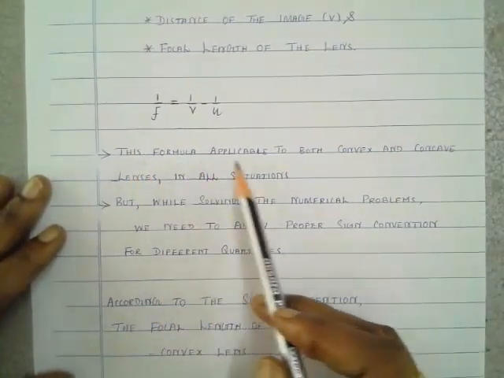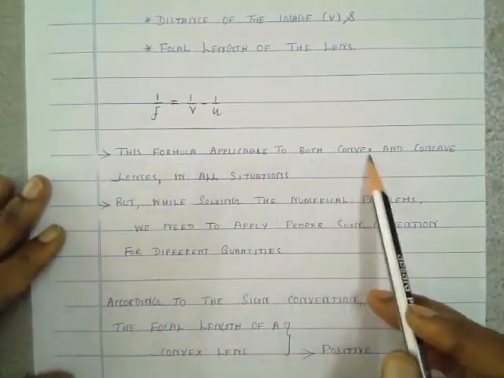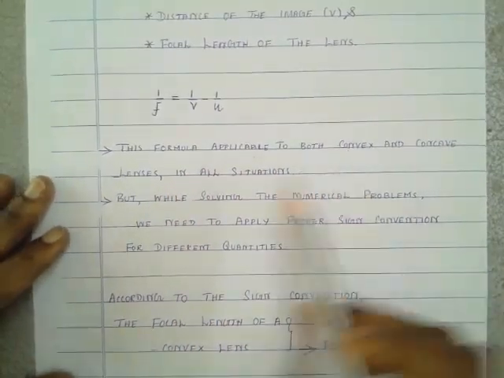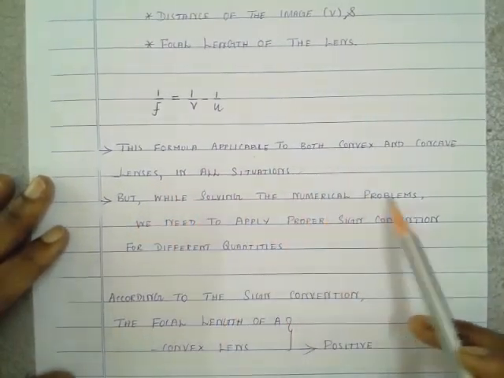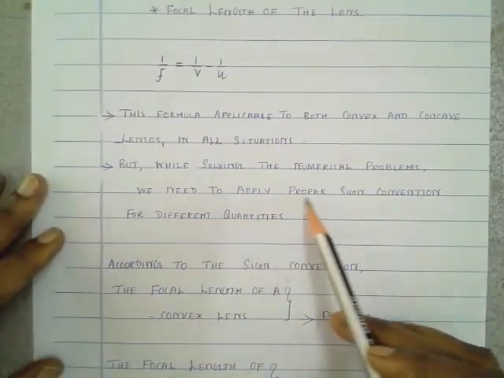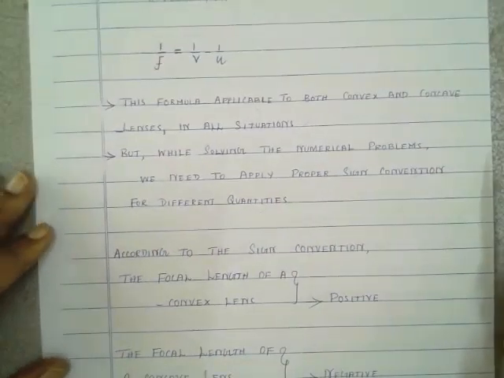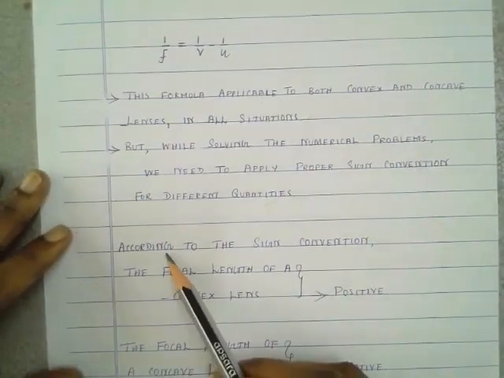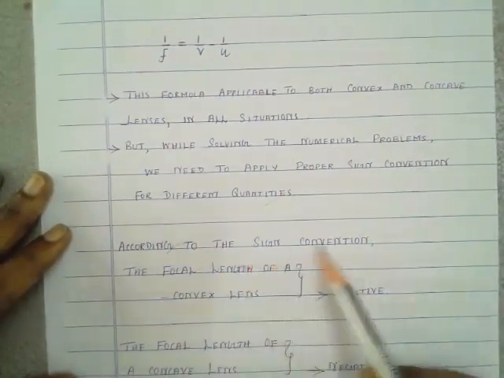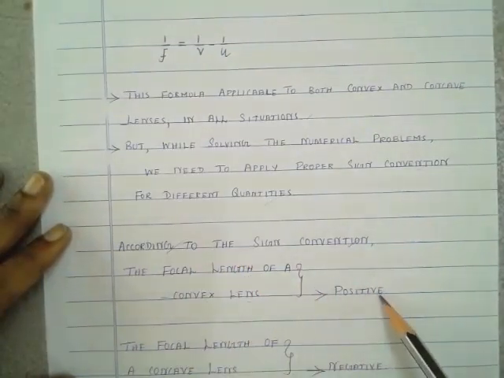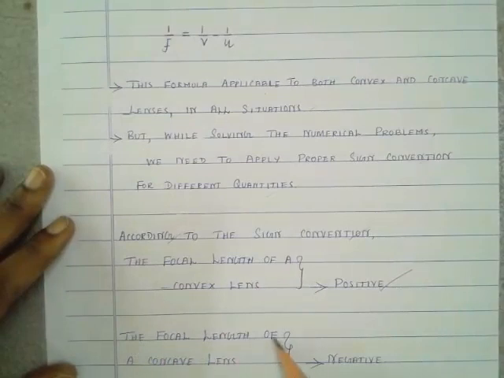This formula is applicable to both convex and concave lenses in all situations, but while solving numerical problems, we need to apply the proper sign convention for different quantities. One more piece of information: according to the sign convention, the focal length of a convex lens is positive and the focal length of a concave lens is negative.